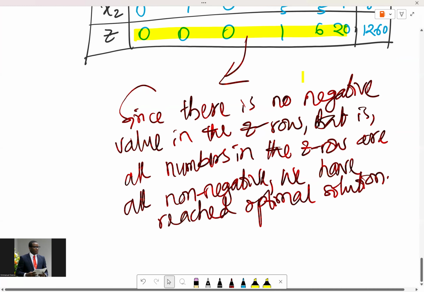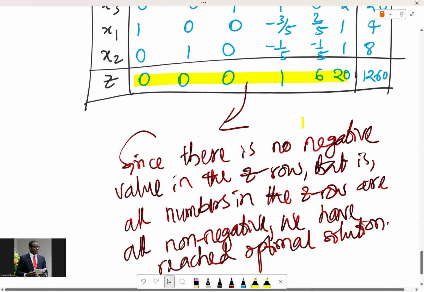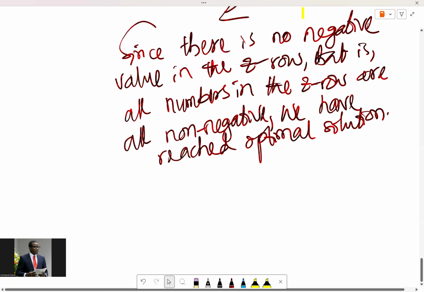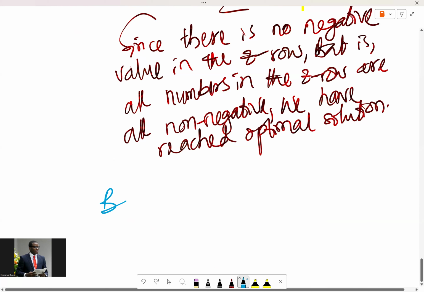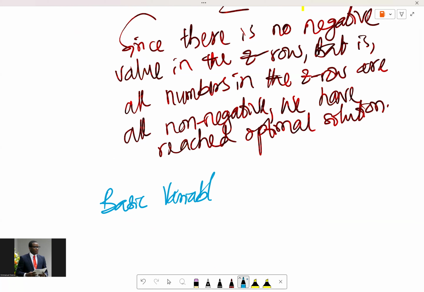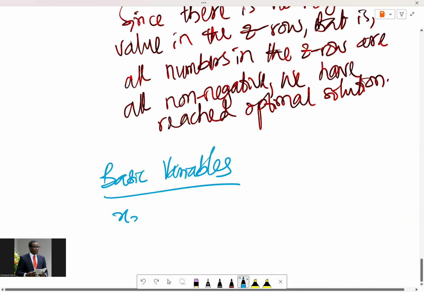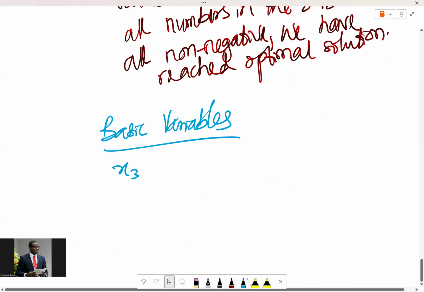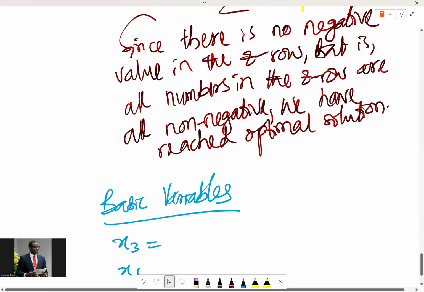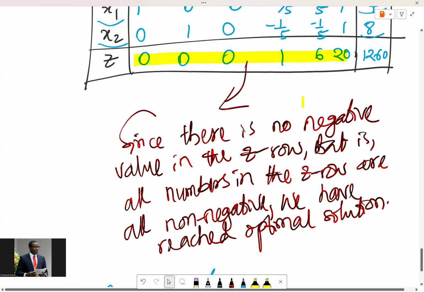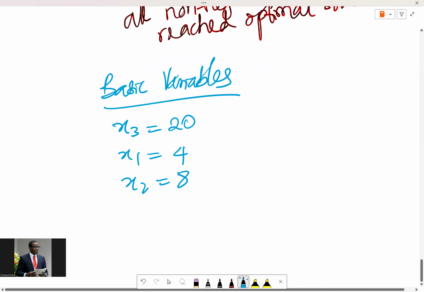So since you have reached optimal solution, the next thing to do is to read out our solutions. Like you know, anything that is here at this point in time is a basic variable. So everything here is basic, and everything that is not there is non-basic, which would be zero. So we have our basic variables. Let me follow what the table looks like: x3, x1, x2. So x3 is simply 20, x1 is 4, x2 is 8.